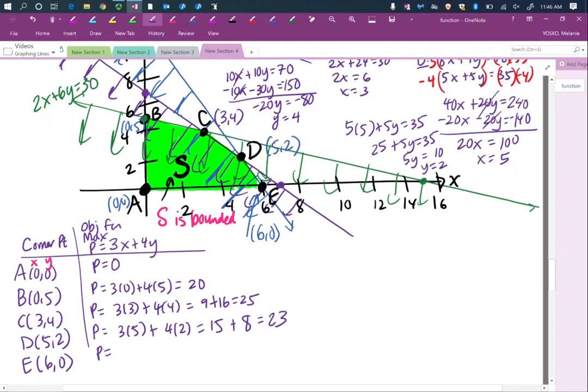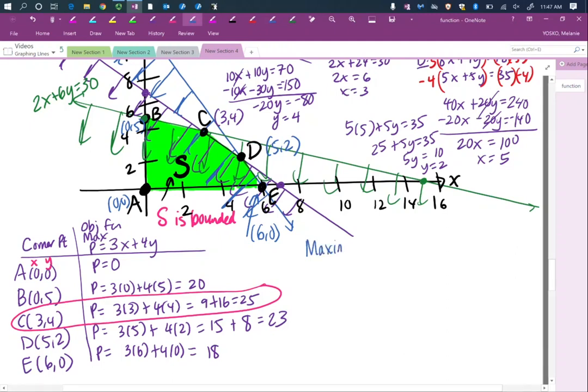And for E, we get P equals 3 times 6 plus 4 times 0. We get 18. We want to maximize this. So which one is the biggest? 25 is bigger than the other numbers. So there's a maximum of P equals 25 when x is 3 and y is 4. And that's our answer.